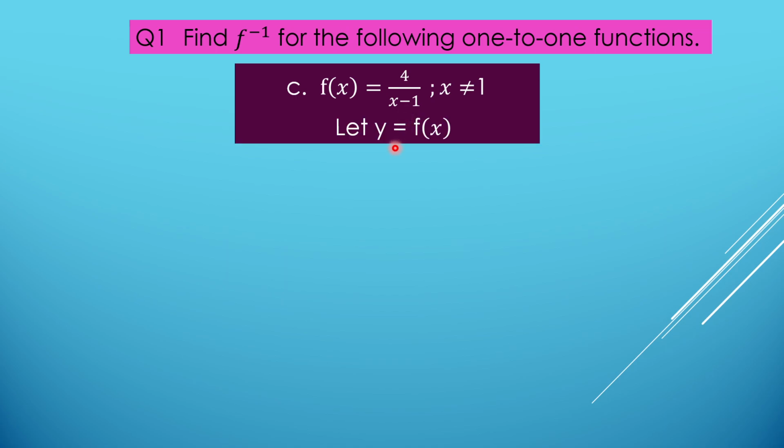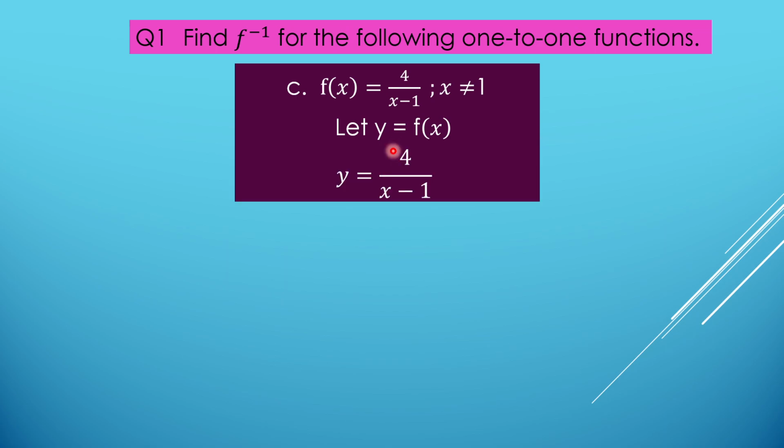Okay, let's find the inverse. So first step, let y equal f(x). So change the f(x) to y. Therefore, you have y equals 4 over (x minus 1). Now you can cross multiply. Therefore, you have y in bracket (x minus 1) equals 4. Expand this, so times in the y. Therefore, you have yx minus y equals 4.